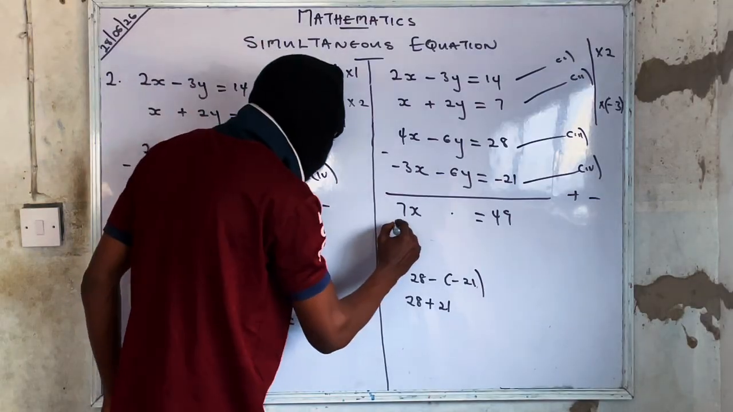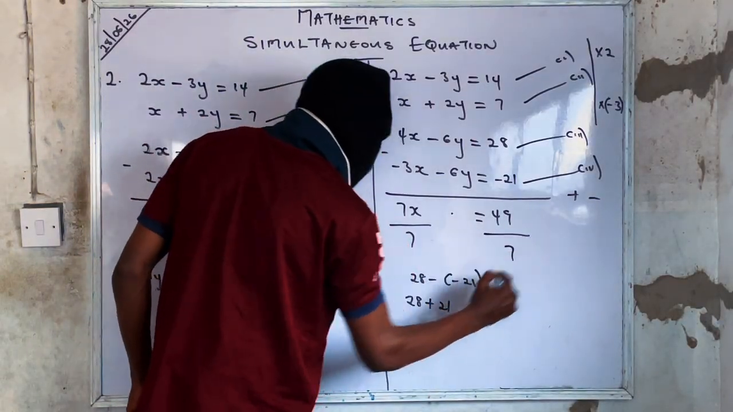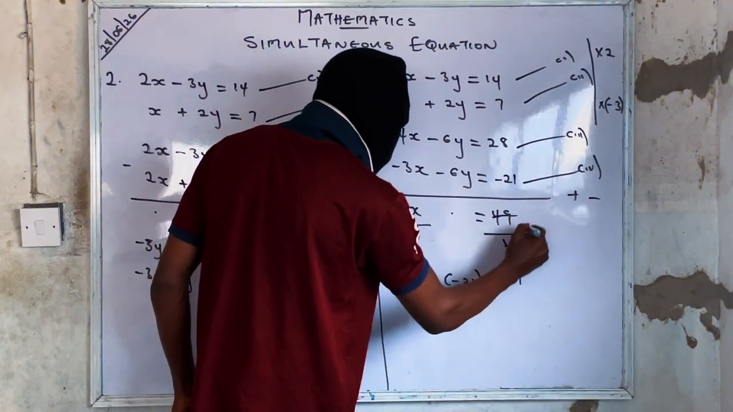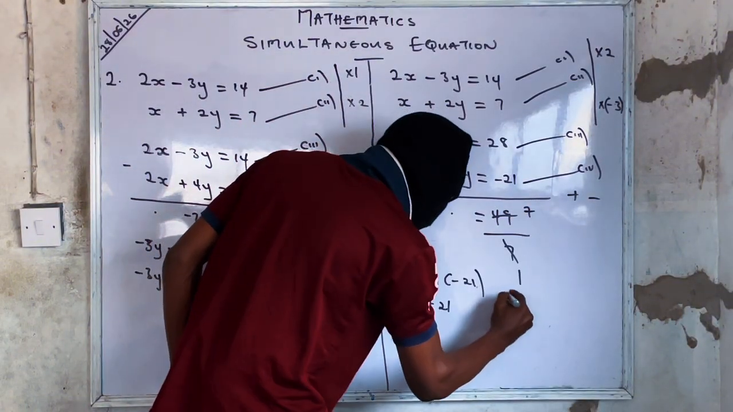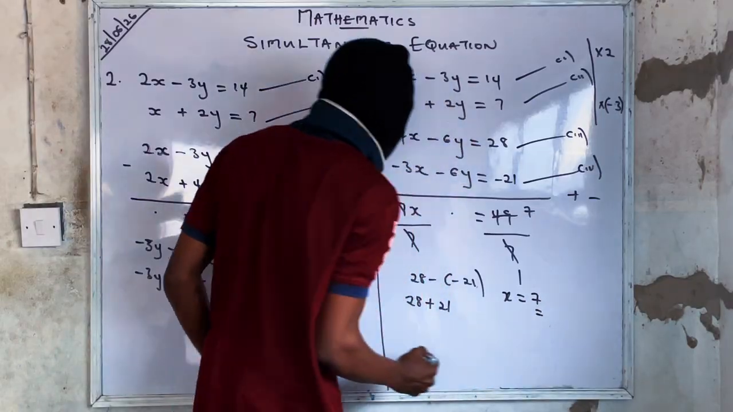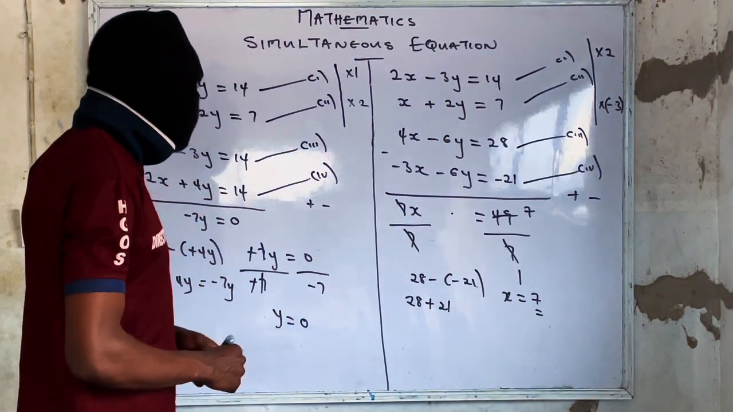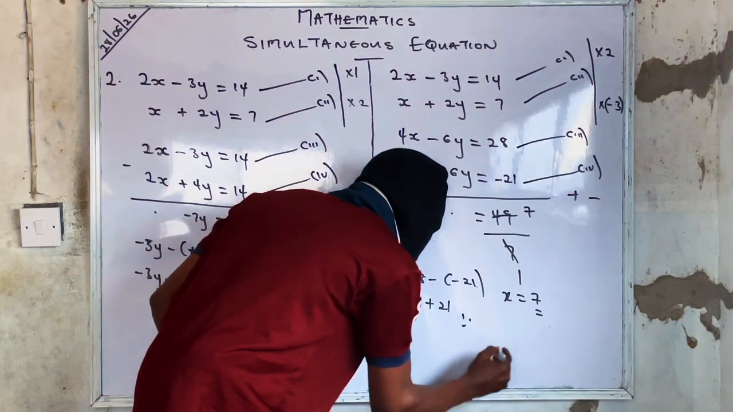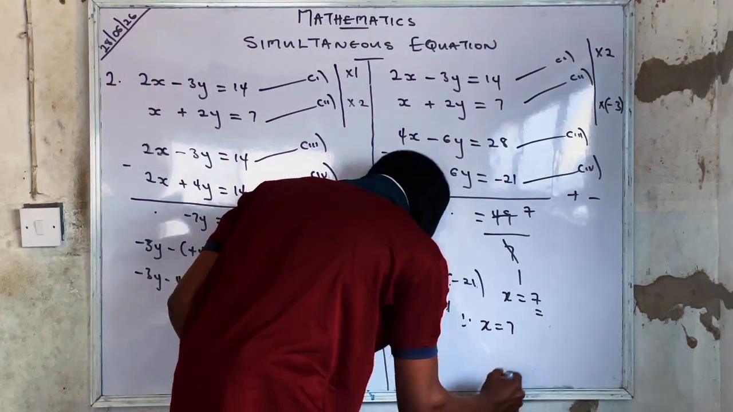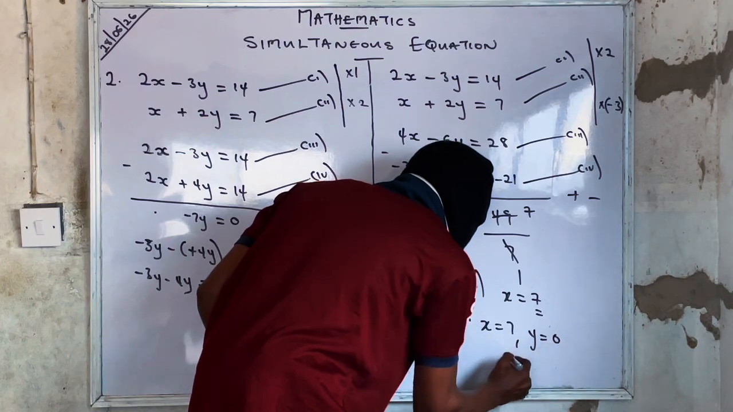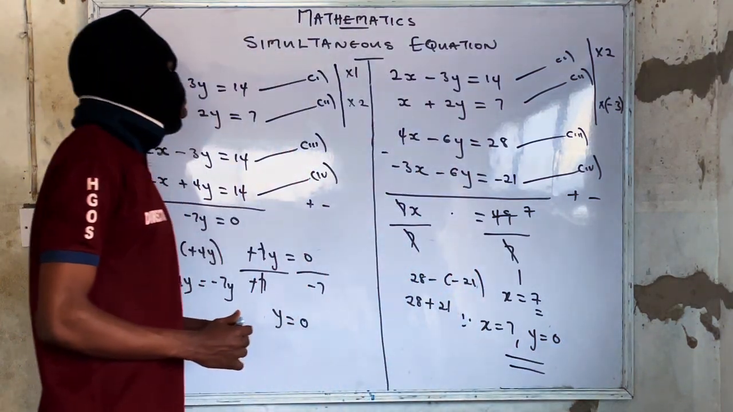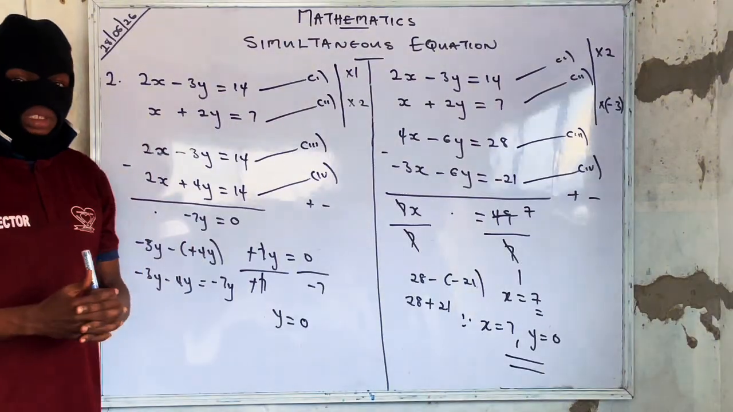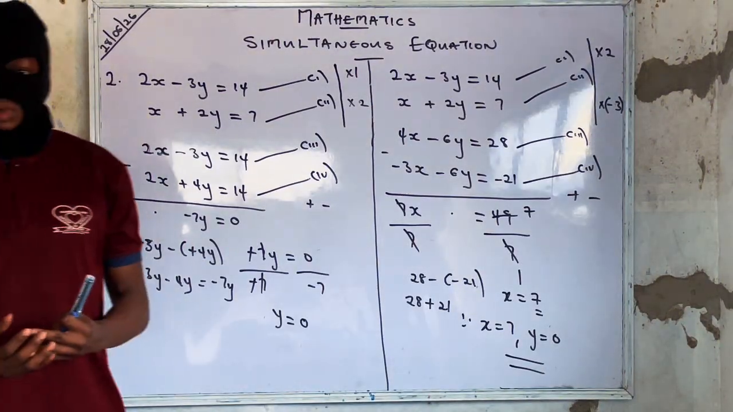You can now go ahead by dividing both sides by 7. This cancels this. 7 here is 1. 7 in 49 will give us 7. Then our x is equal to 7. So we have eliminated y for us to get the value of x. So that's how, therefore, x is equal to 7 and y is equal to 0. This is how to solve the elimination method, giving different coefficients of the unknown variables. Thank you.